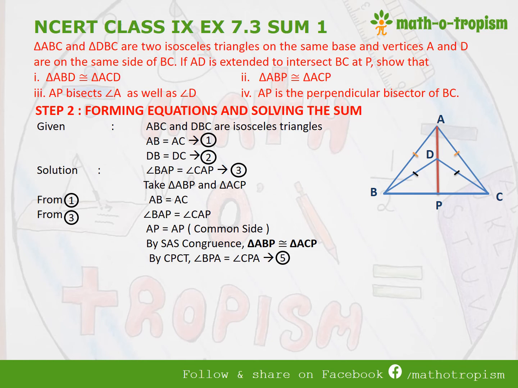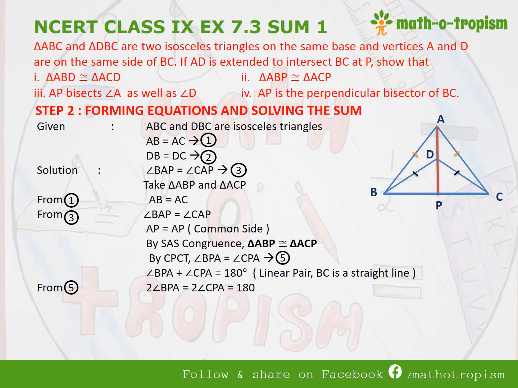We'll keep as equation 5, and we also know that these two angles make a linear pair. So angle BPA plus angle CPA is equal to 180 degrees because BC is a straight line. So from 5 we can write that twice of angle BPA is equal to twice of angle CPA, which is equal to 180 degrees, which means angle BPA and angle CPA both are 90 degrees. Since both are 90, it means AP is cutting BC at 90 degrees, which means that AP is perpendicular to BC.